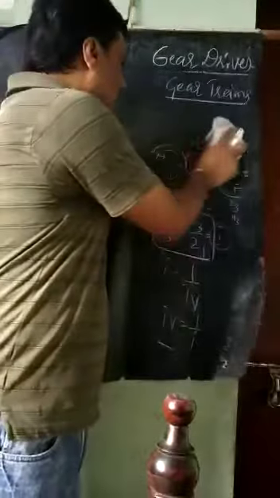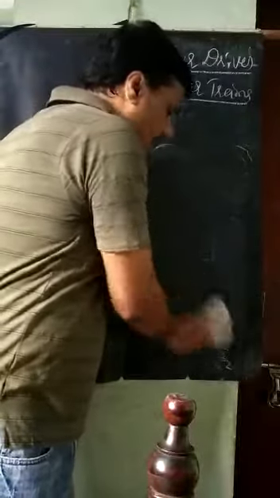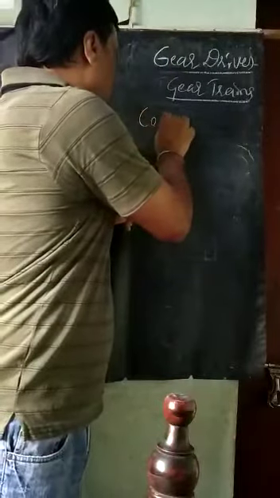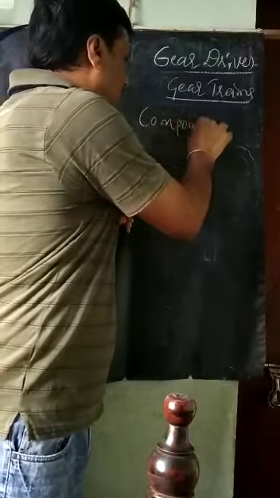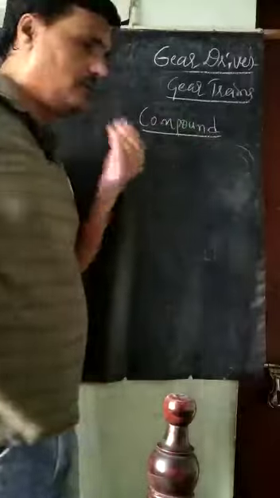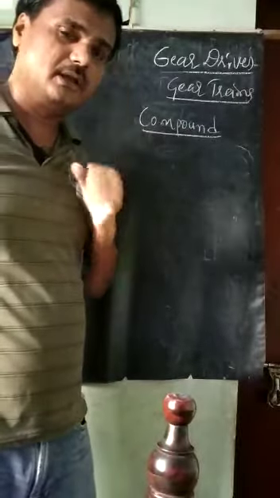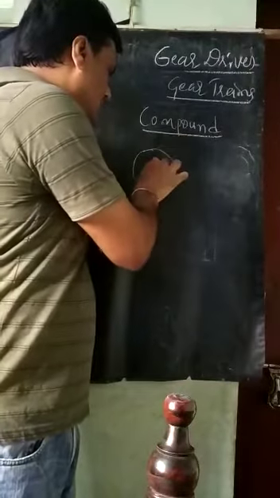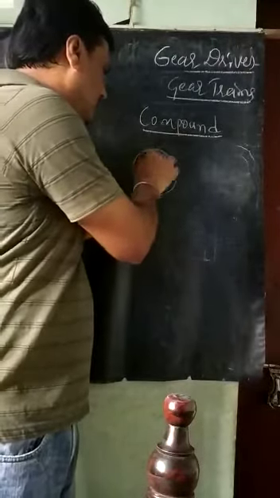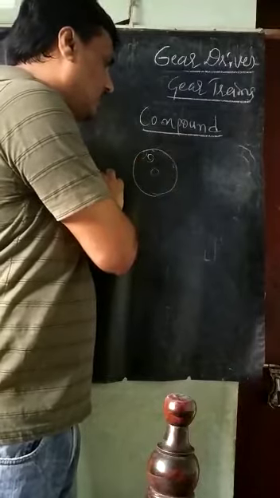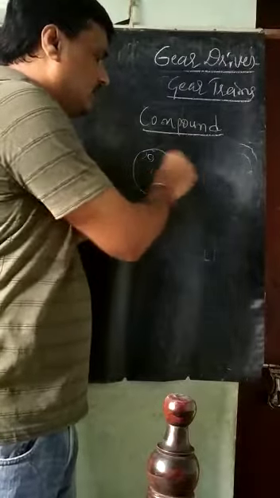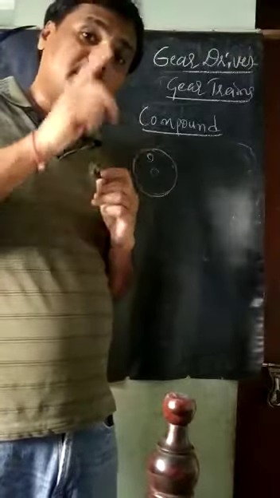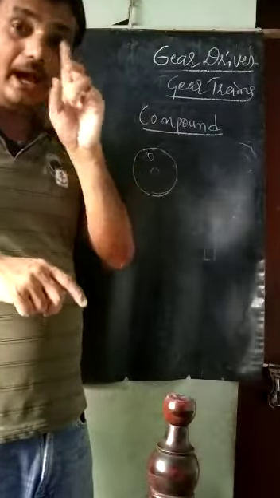Next, we will go to the compound gear train. That is another gear train. What does compound gear train mean? See here, this is one gear, a driver. In a compound gear train, there are two gears fixed on the same shaft. Both are idler gears.